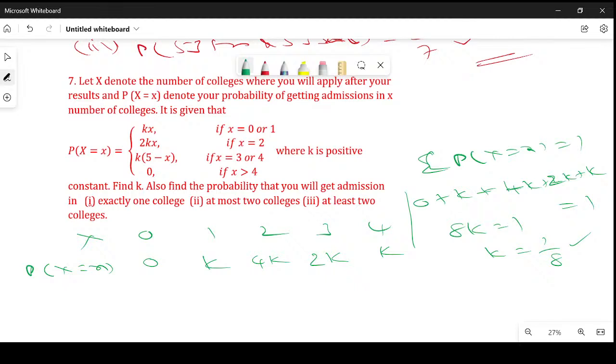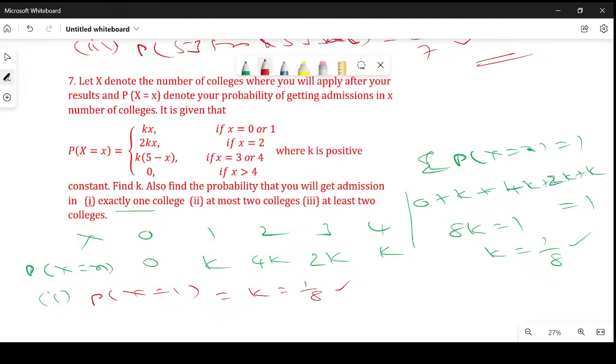Now what are they asking here? Find k, we got 1 by 8. Now the first one, exactly one college. This X denotes the number of colleges. One college means they are asking P of X equal to 1. When they are asking P of X equal to 1, the probability is k. So the answer will be exactly 1 by 8. That will be our answer.